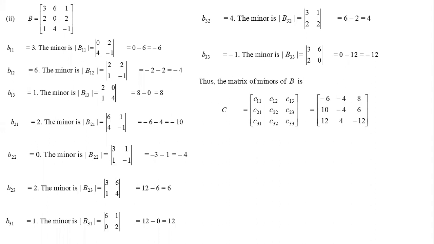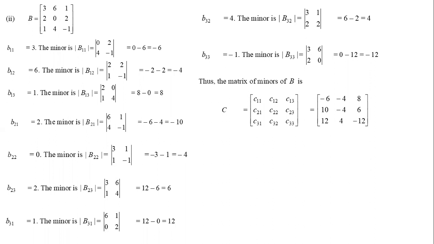Now, we understand how to find the minor of 2 by 2 matrices and also the minor of 3 by 3 matrices. The next thing we want to look at is, after getting the minor, you get what is called the cofactor. Cofactor is also very easy.